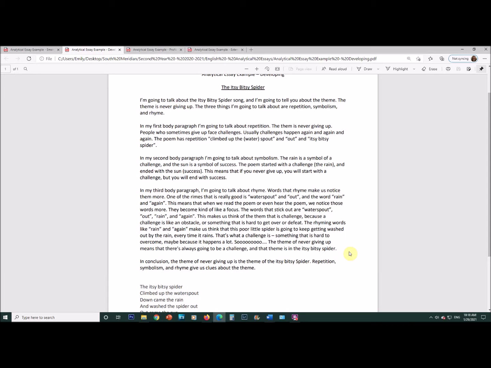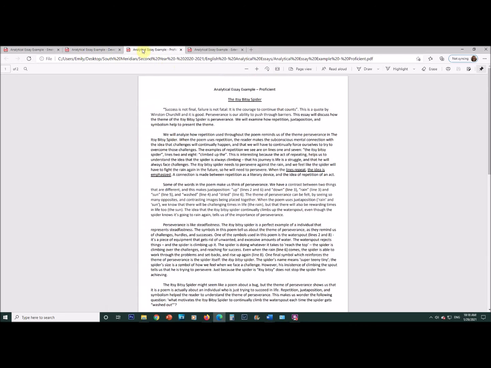But I don't know if this essay would necessarily convince anyone about what the author's trying to say. I think this essay is a really good starting point. But their argument is just not quite strong enough, even though they have examples and quotes. It's almost there. All right, let's take a look at proficient.